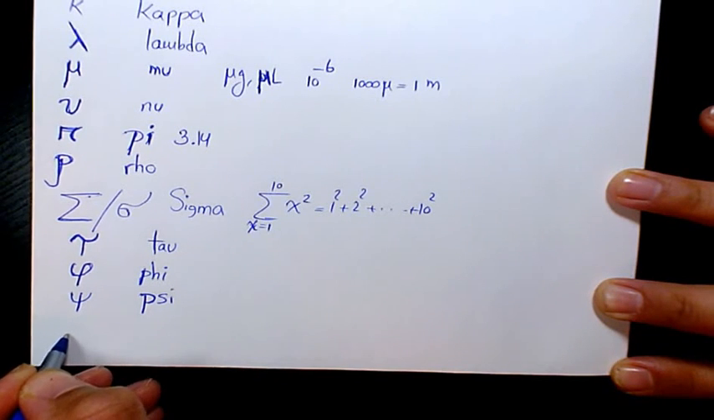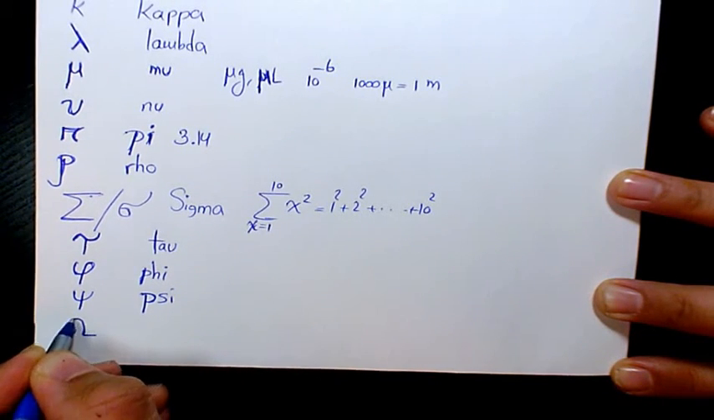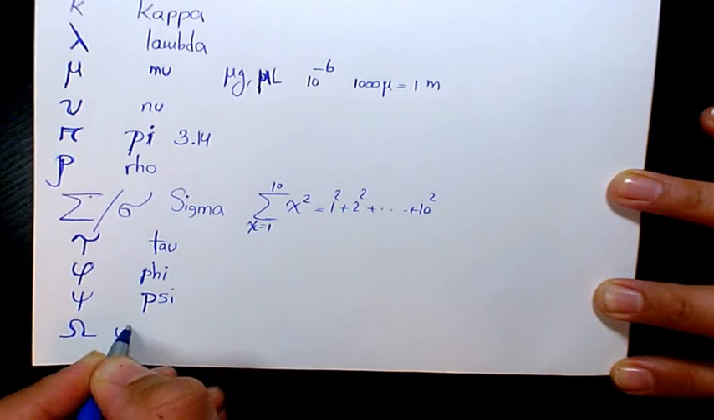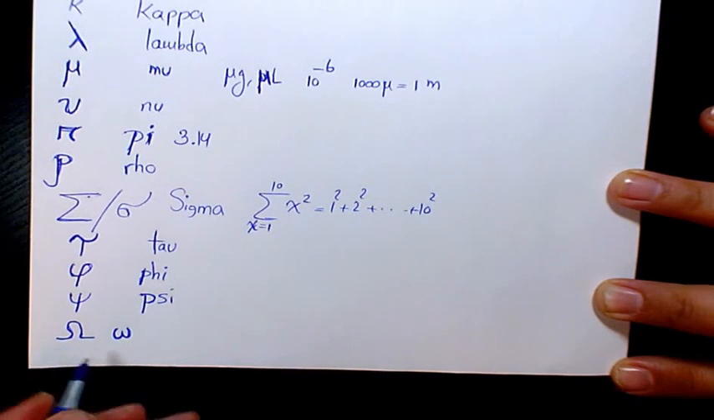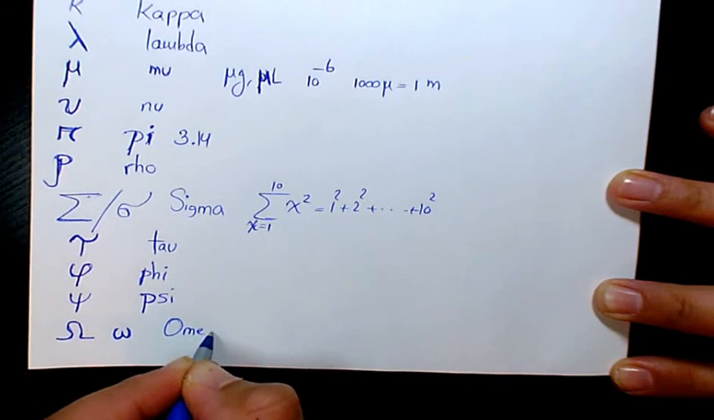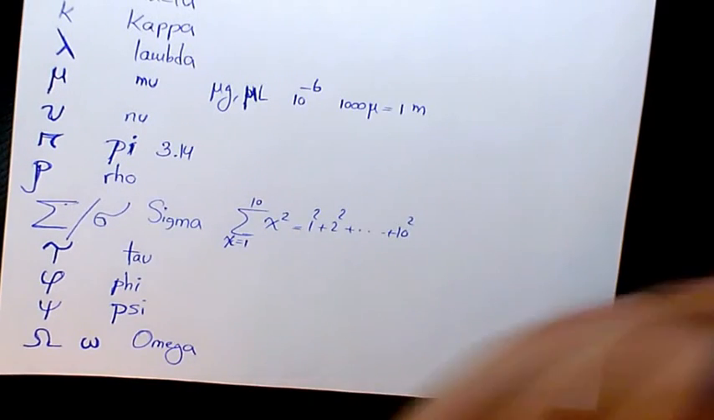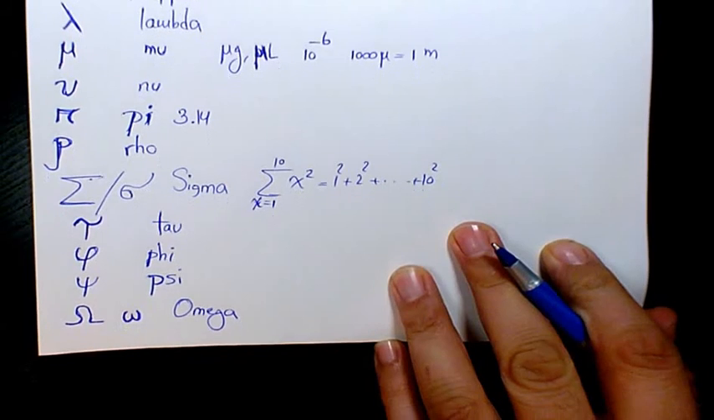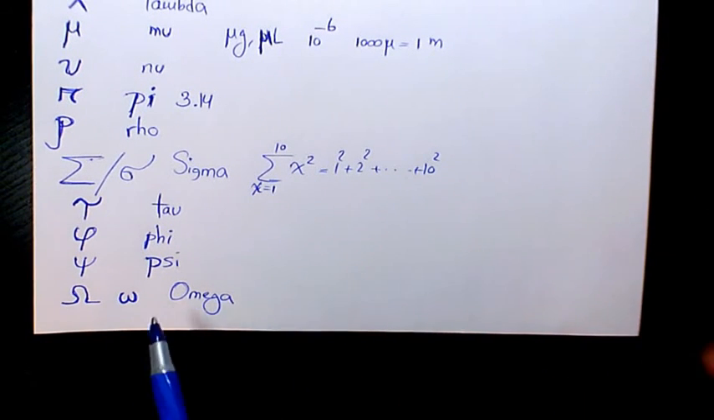And finally you have omega, uppercase and lowercase. Uppercase you usually see in physics when you're dealing with resistance or ohm, and lowercase omega is when you're dealing with angular velocity. You see it a lot. So basically these are the most popular Greek letters that you will deal with during solving physics, chemistry and math questions.